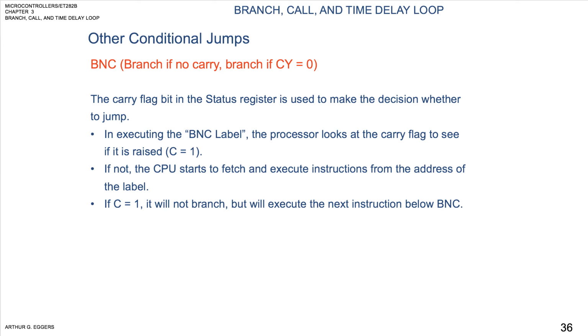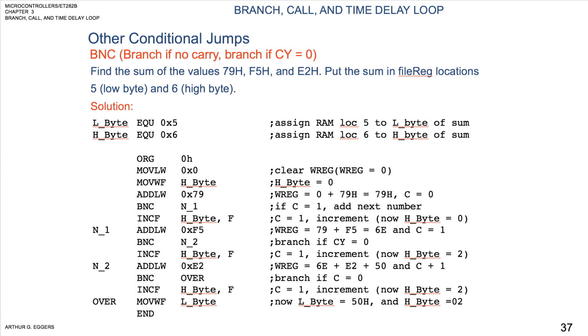If C is equal to 1, then it will not branch but will execute the next instruction below the branch if no carry. So if we take a look at an example, we can step our way through it and get an idea of how this works. In this example, we're going to see how the BNC is used to add numbers together when the sum is higher than FF in hex.